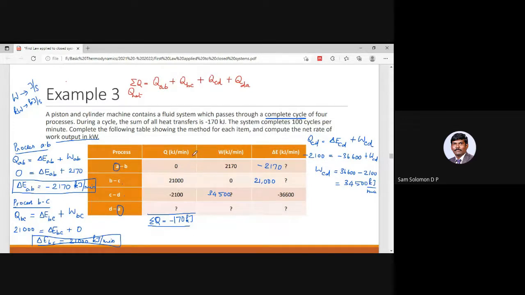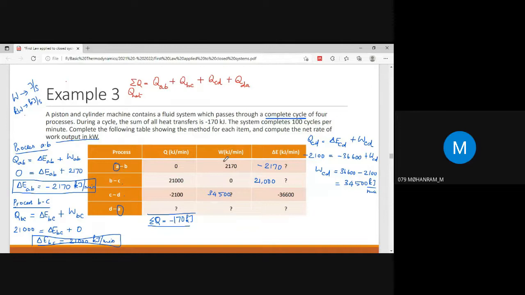If you divide it by 60, you will get it in kilowatt. But my question is, how do you convert kilojoule per minute to kilojoule? This is an open question. Can anyone answer? Cycles per minute, sir. Okay, so what should I do?